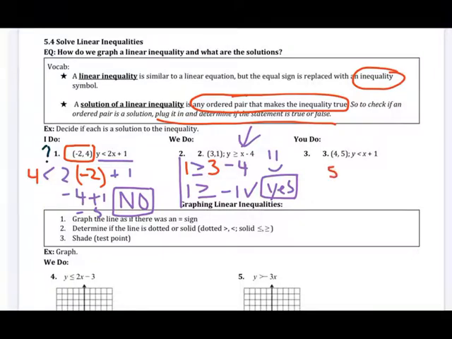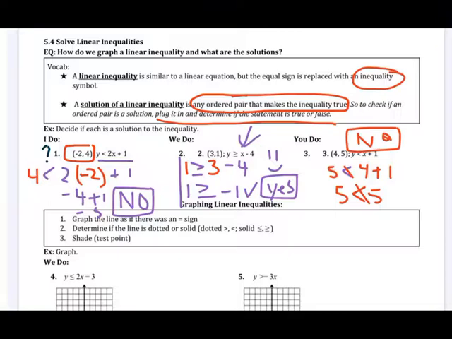So 5 is less than 4 plus 1. And that's not going to be true because 5 is not less than 5. 5 is equal to 5. So if this was a less than or equal to, the answer to this question would be yes. But since 5 is not less than 5, the answer to this question is no. That point is not a solution. So in order to check if an ordered pair is a solution to a linear inequality, you're plugging in the x value and the y value from that ordered pair and seeing if the statement that is left is true or false.